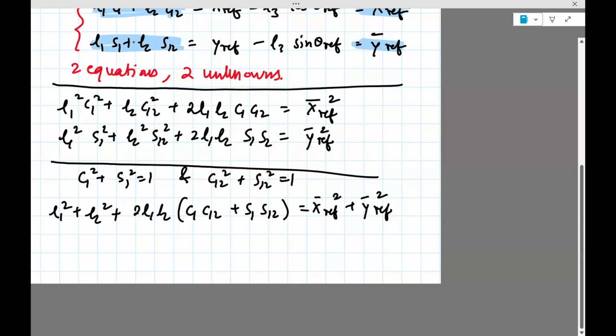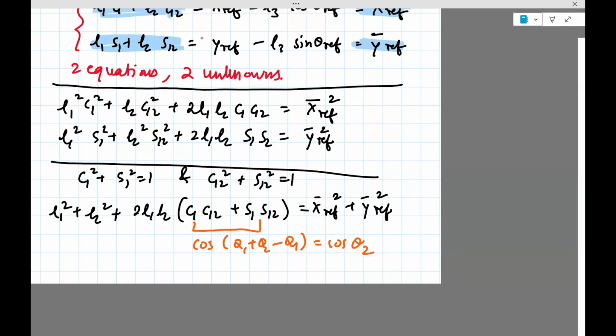Now, there's one thing about this particular expression. It turns out that there's a trig identity which says that cosine 1 cosine 12 plus S1 S12 is actually cosine theta 2. The identity says this is cosine of theta 1 minus theta 12, or vice versa. It's easier to write it the other way: theta 1 plus theta 2 minus theta 1, which is cosine of theta 2. So by doing this, we've essentially solved for theta 2.